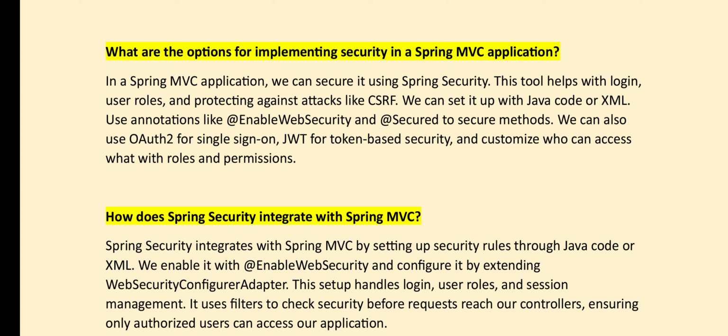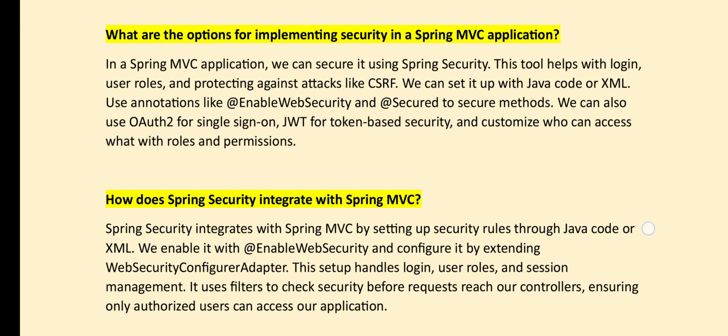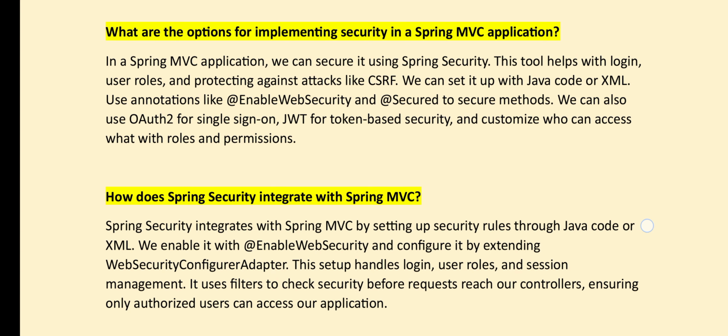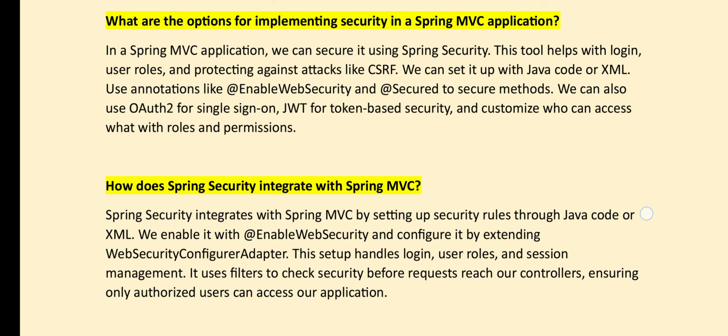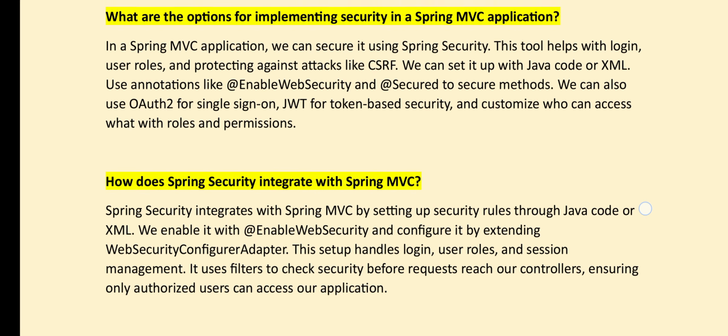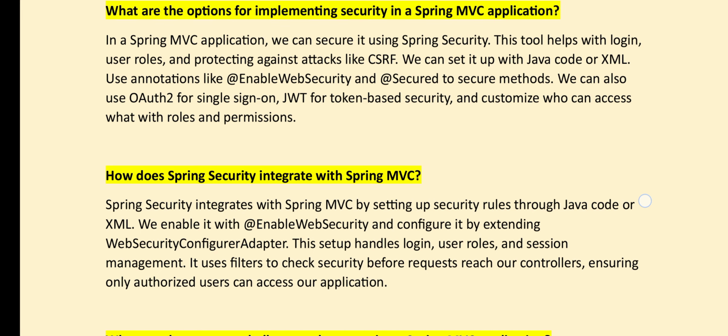What are the options for implementing security in a Spring MVC application? In a Spring MVC application, we can secure it by using Spring Security. This tool helps with login, user roles, and protecting against attacks like CSRF. We can set it up with Java code or XML, and use annotations like @EnableWebSecurity and @Secured to secure methods. We can also use OAuth2 for single sign-on, JWT for token-based security, and customize who can access what through roles and permissions.